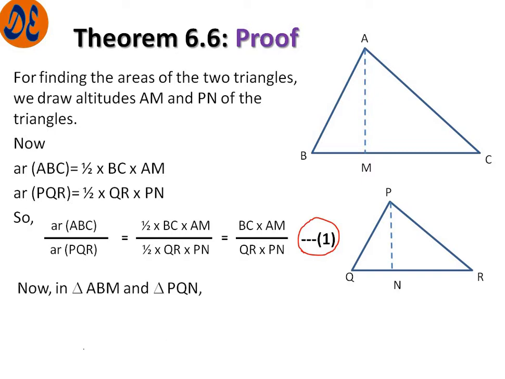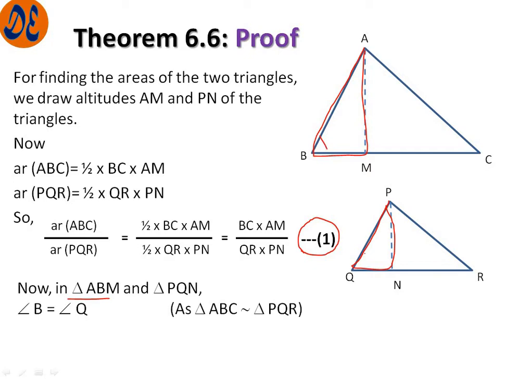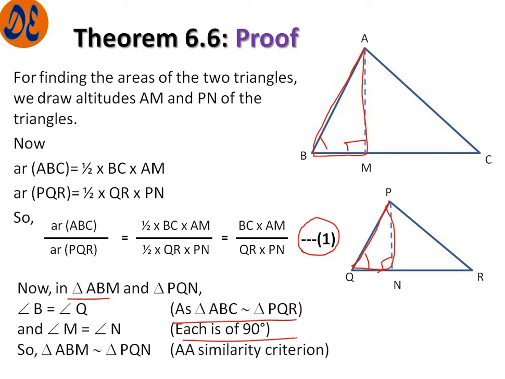Now again, let us take two triangles, ABM and PQN. Let us compare these two triangles. What do we get? Angle B is equal to angle Q, already given, as both the triangles ABC and PQR are similar. And angle M is equal to angle N, as in the construction we have shown that this one is 90 degrees and this one is 90 degrees. So both are similar.